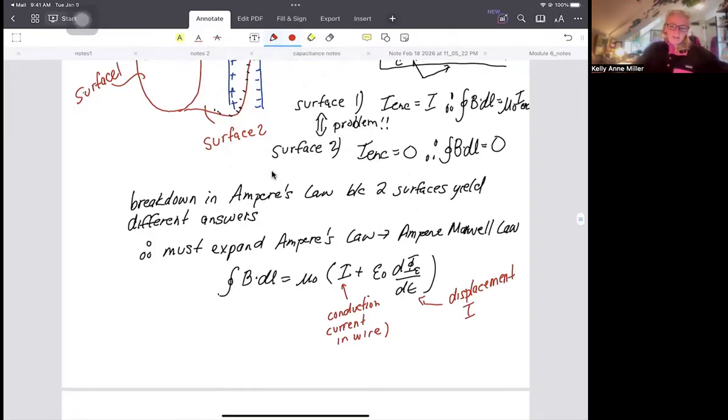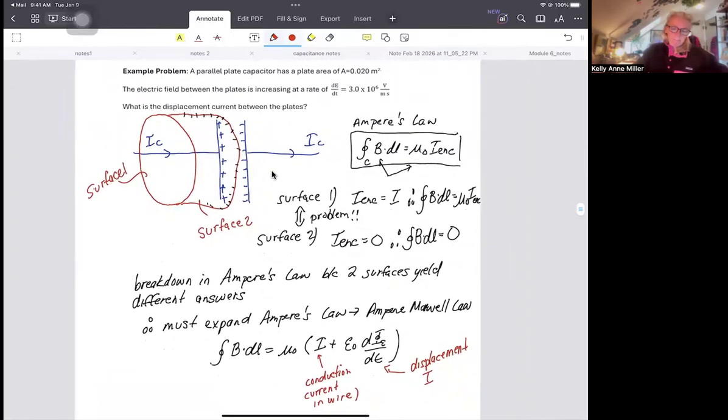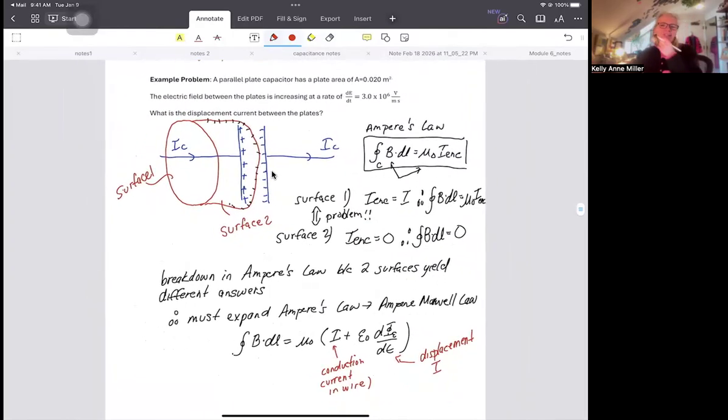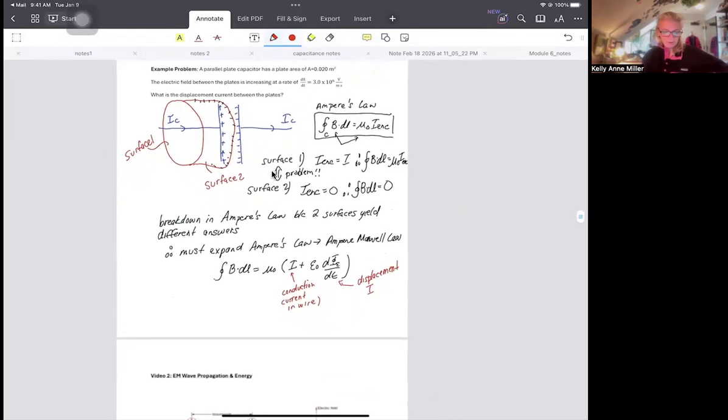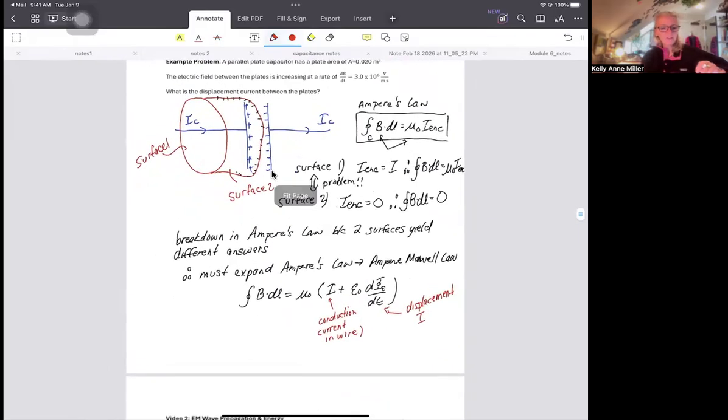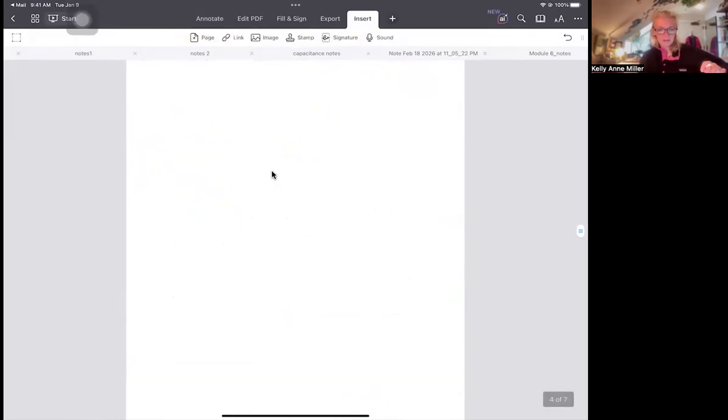So that's just showing you why the Ampere-Maxwell law emerged: this breakdown in the regular Ampere's law. But now we need to actually calculate the answer to the question, what is the displacement current between the plates? Oh, actually, before we do that though, hold on. Let me insert another page.